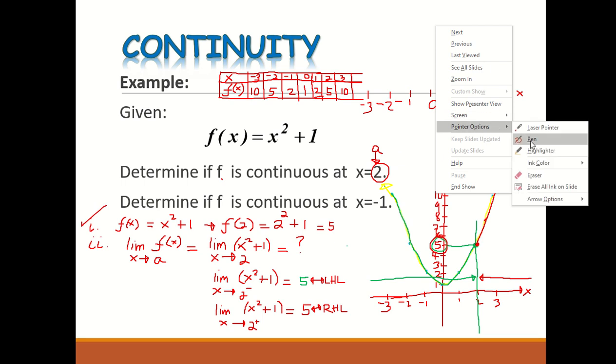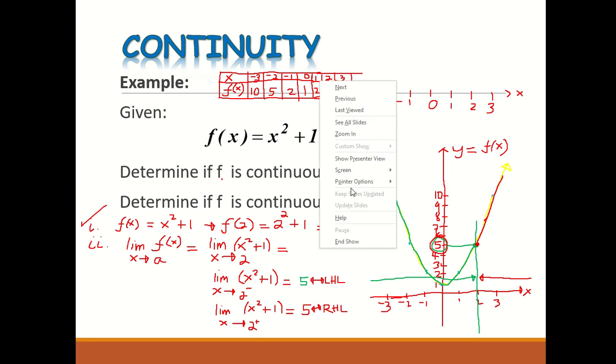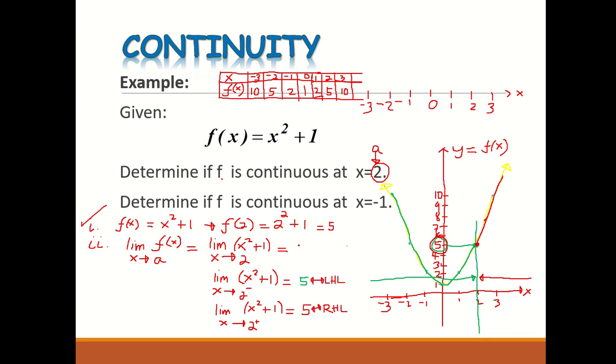Okay, I want to change the color. Well, first I have to erase this one. So it exists and this is equivalent to 5. Okay, so we have satisfied the second condition. So the limit of the function exists.